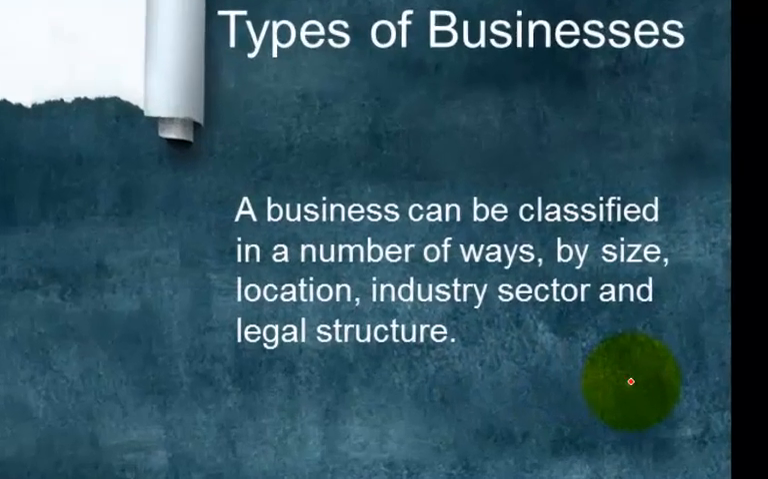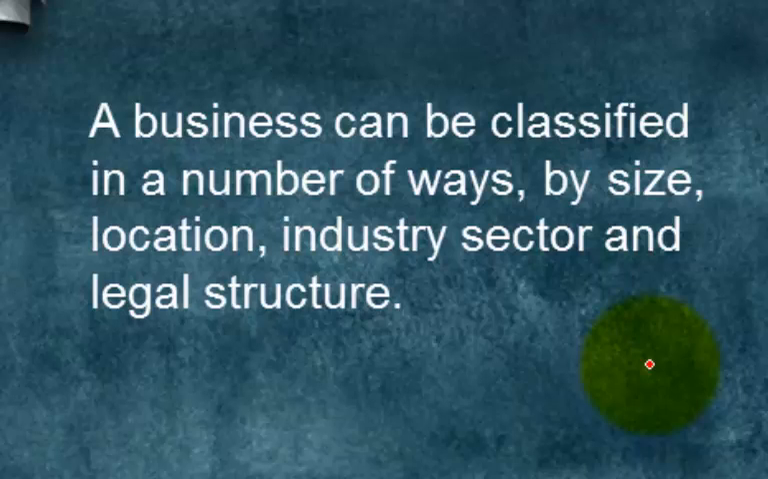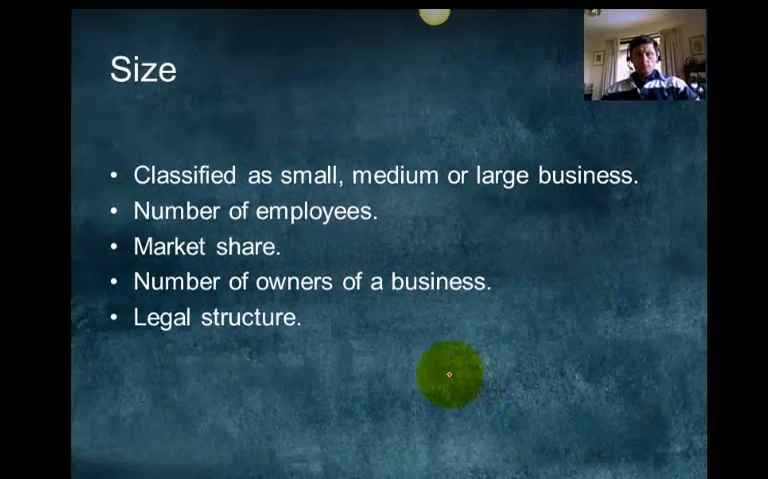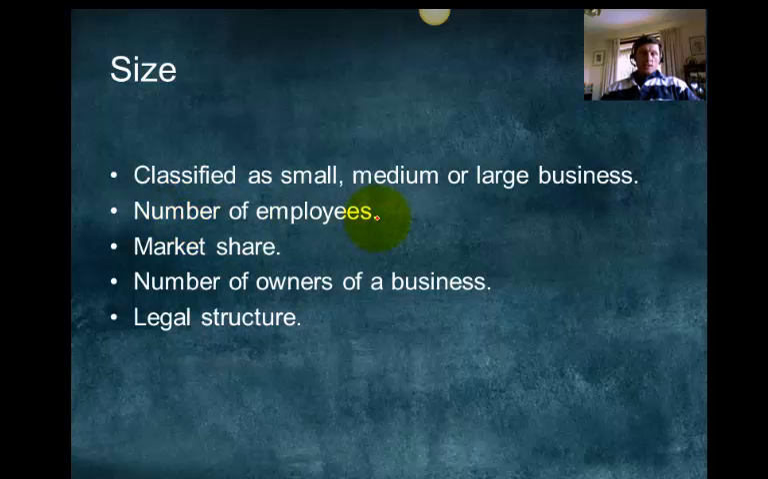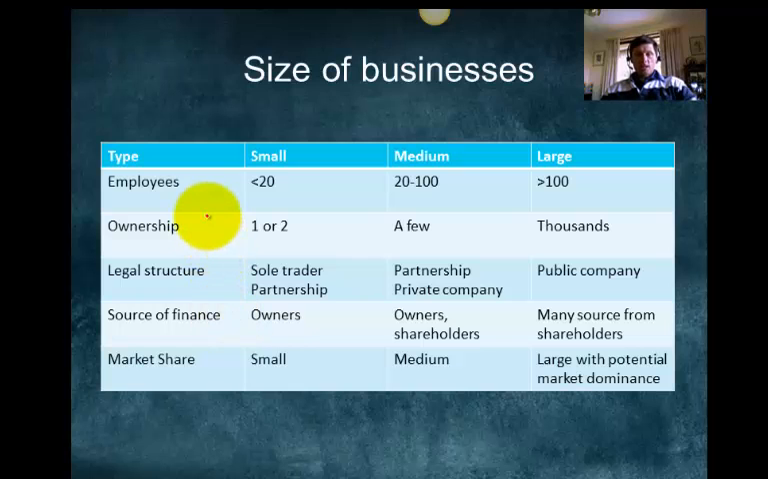Now let's look at types of businesses. They can be classified in a number of ways: by size, location, industry sector and legal structure. Size. Well, the criteria for size will be the number of employees, the market share, the number of owners in the business and the legal structure. I'll explain those using this table here.